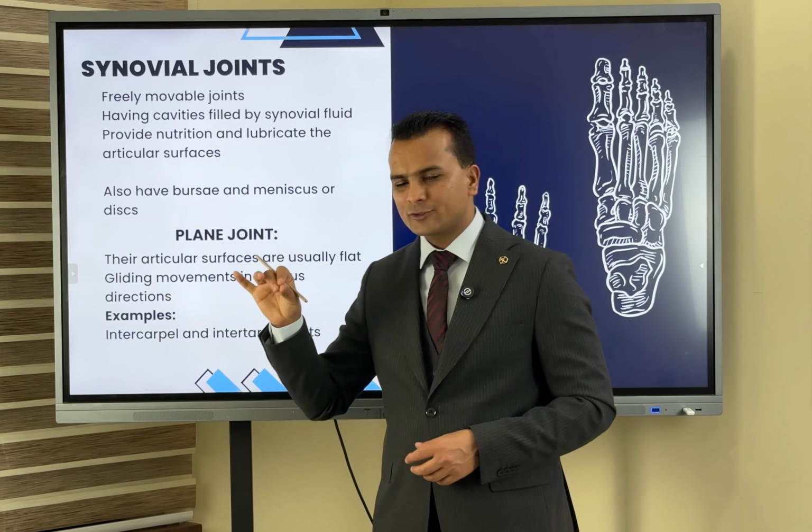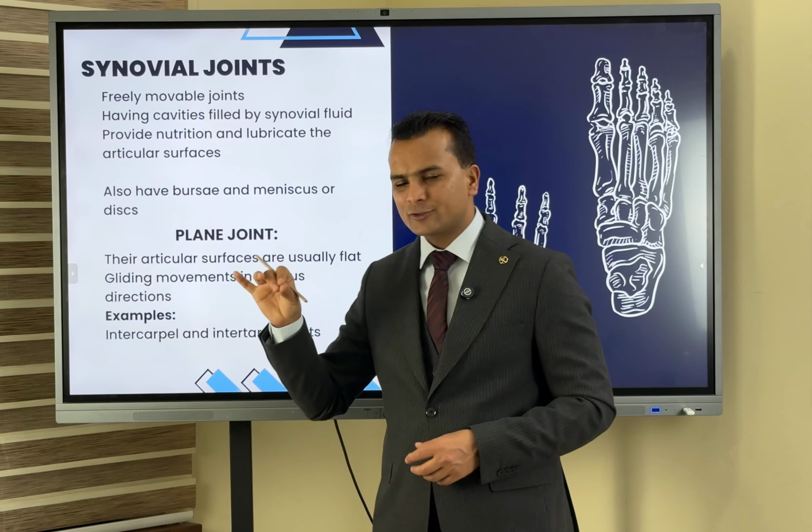Sometimes due to excessive kneeling or excessive inflammation, these bursas get ruptured, and that is called bursitis, a very painful condition especially at the knee joint. So what are the subtypes of synovial joints?